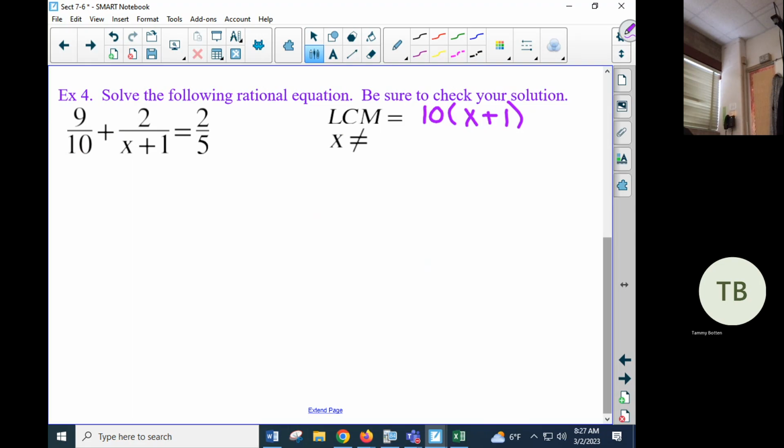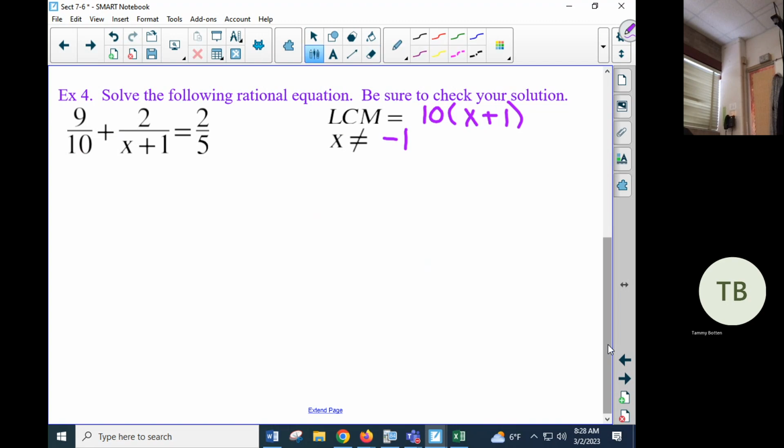Now, what can x not equal? What x can't equal is what you would get when you set x plus 1 equal to 0. And do you guys get that that would just be the opposite of what is with the x? So x can't equal -1. So if this is x plus 1, x can't equal -1. If this was x minus 1, it would be x can't equal +1. You just take the opposite of this. Okay?